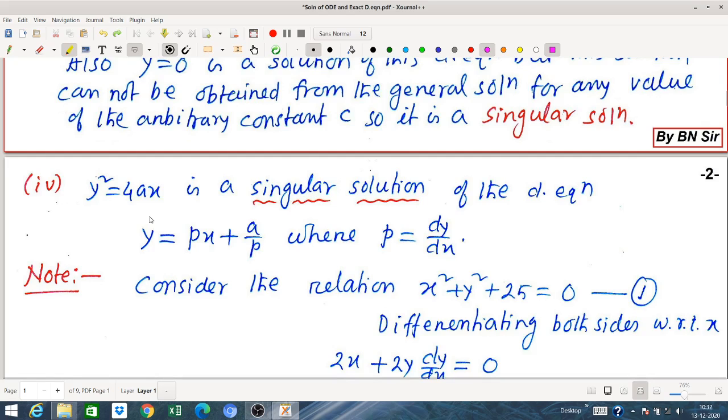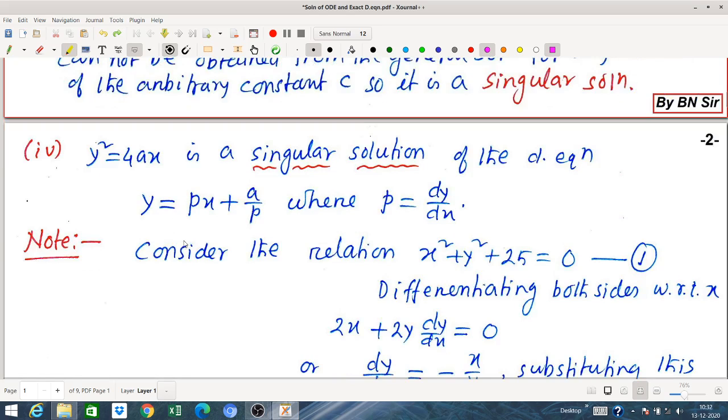We shall see another example. y squared equal to 4ax, the equation of a parabola, is a singular solution of the differential equation y equal to px plus a by p, where p means dy by dx, that is, y equal to x into dy by dx plus a by dy by dx. This is the differential equation, and its singular solution is y squared equal to 4ax. And how it is a singular solution, we shall see in later chapters.